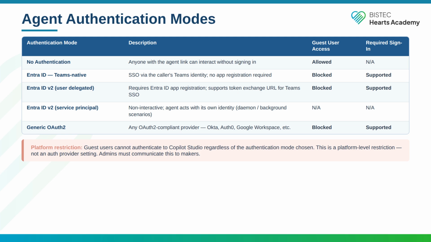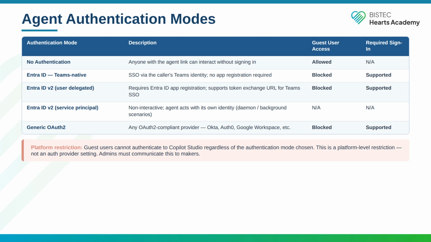Generic OAuth 2 supports any OAuth 2 compliant identity provider: Okta, Auth0, Google Workspace, or any custom provider. Guest users are blocked by the platform restriction regardless of which OAuth 2 provider is configured. Required sign-in is supported. Use this in environments where the identity provider is not Entra ID. The platform restriction applies universally.